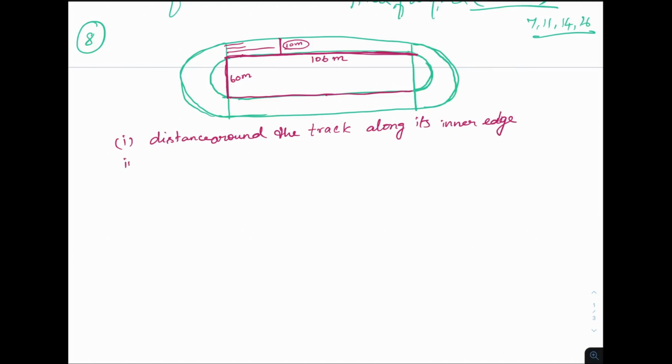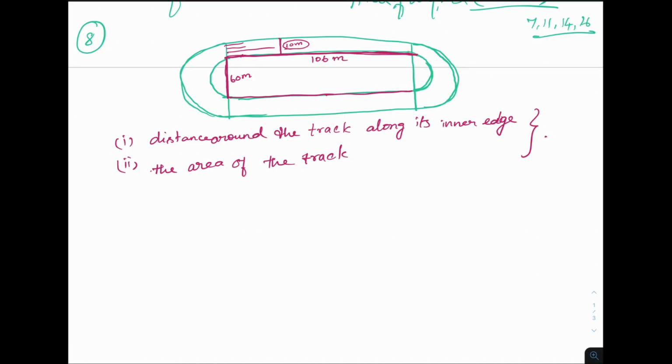This is the first question. And second question, the area of the track. These two we need to find. So first we need to write. Here we will divide all these into rectangle and semicircle, so that it will be easy for us to calculate. As I said, this is a combination of plane figures.